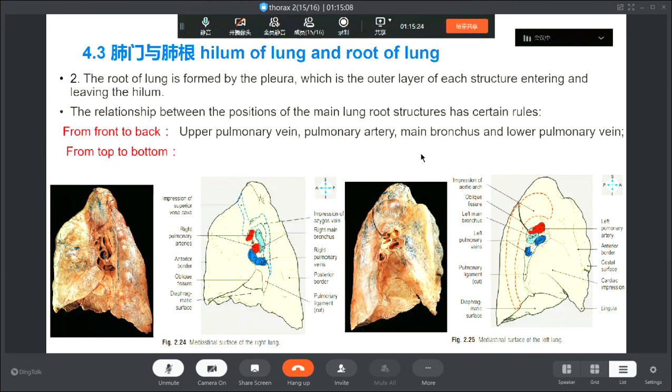And then this part is the hilum. The hilum of the lung, the root of the lung. We can see the main pulmonary artery, the main bronchus, and the pulmonary veins.